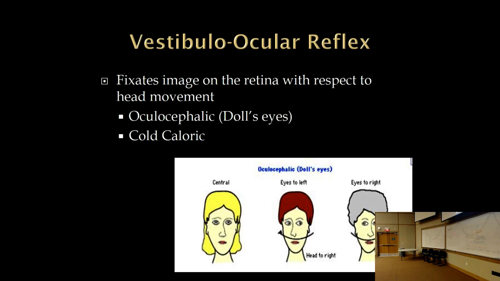We may get to, at the end of this lecture, the cold caloric reflex, where you inject cold water into the inner ear. As the tympanic membrane gets cold, it actually stimulates flow of endolymph in the semicircular canals. And so we're able to activate the vestibular ocular reflex via that as well. Again, that's usually something we do in a comatose patient.